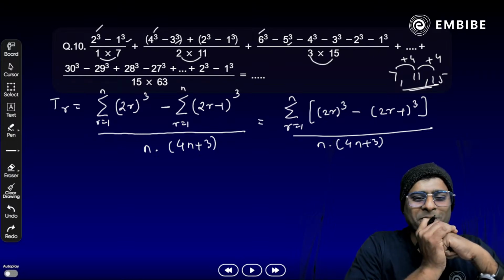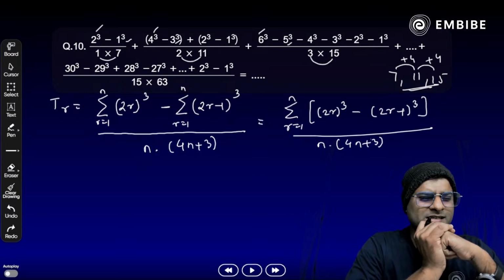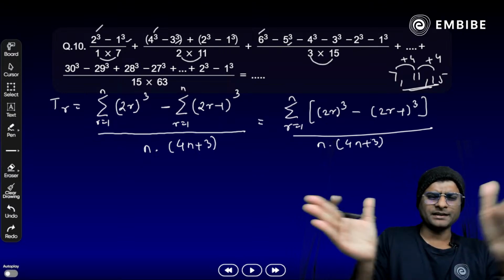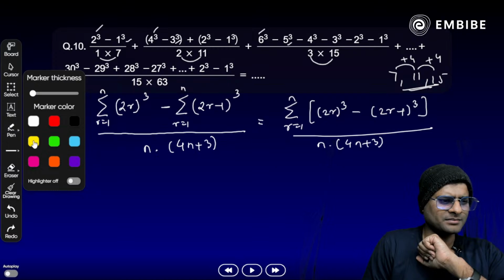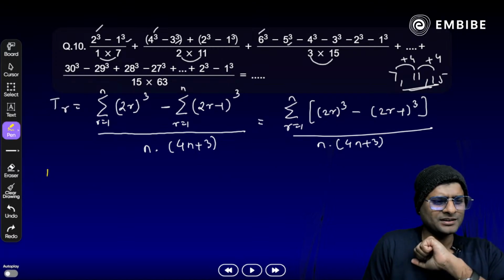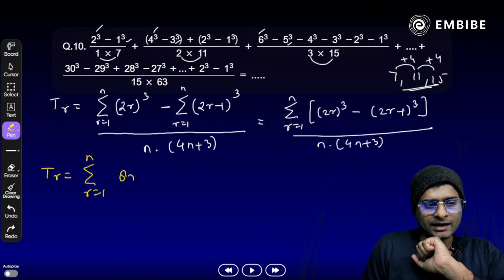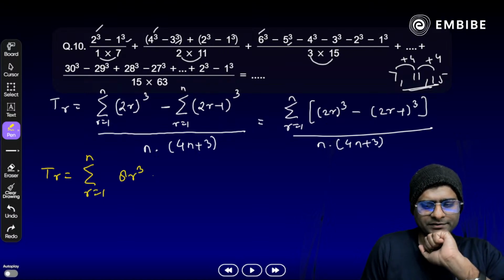Apply what? a cube minus b cube, or directly, simply open it. Okay, we don't need to apply a cube minus b cube too much here. Like the r-th term is equal to what? Summation r equal to 1 to n here. Just write down 8r cube as it is. Then what do we have next here?